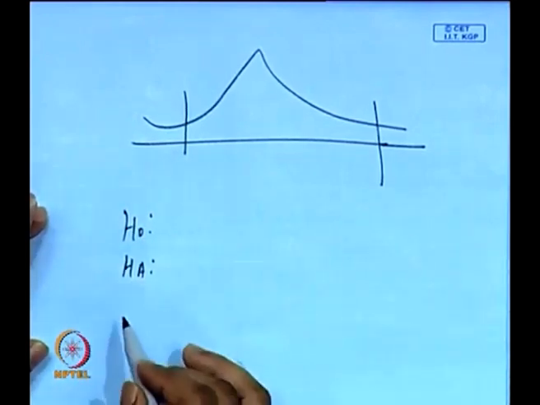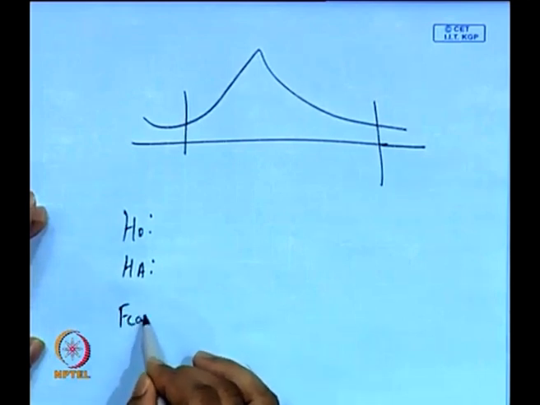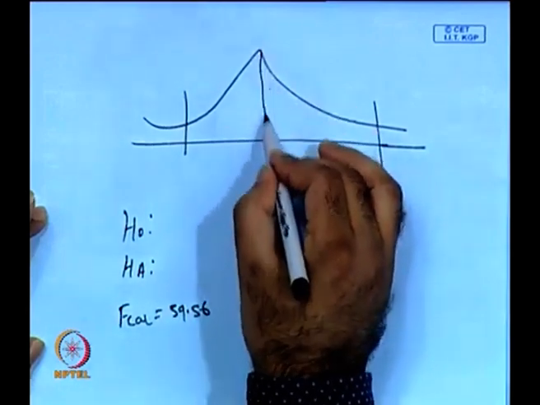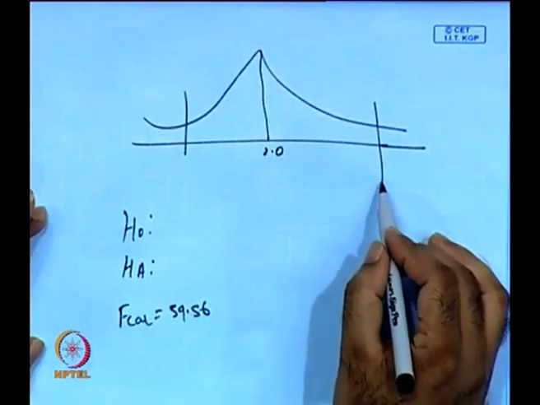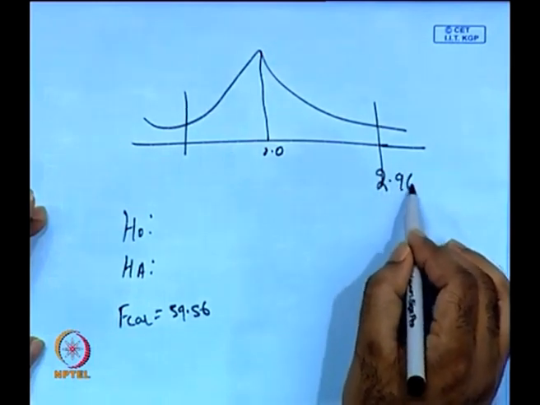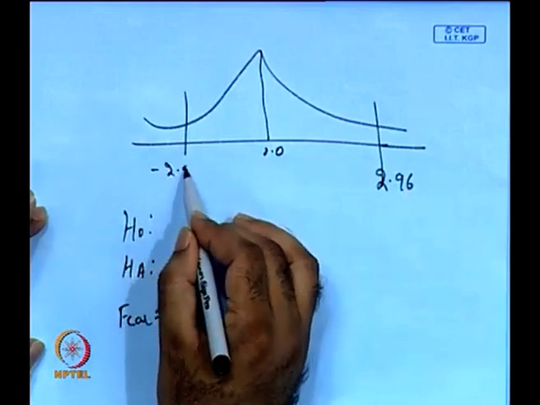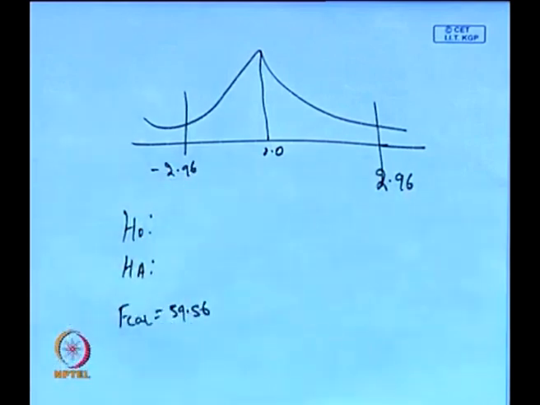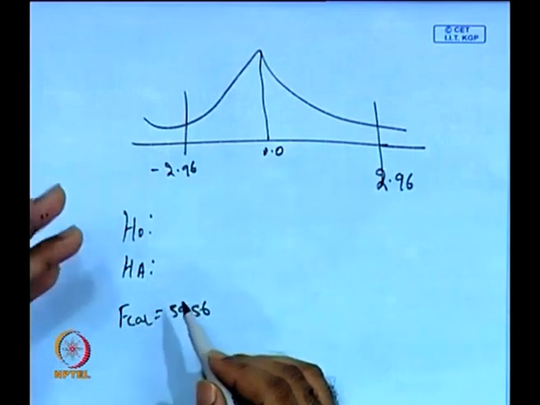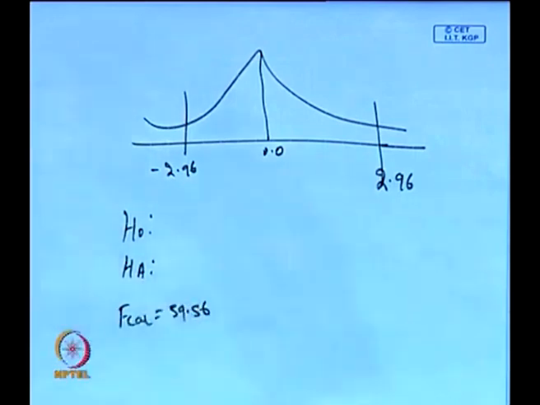Then we have the calculated statistic, that means F calculated is equal to 59.56. Let us assume the tabulated value is, say, 2.96 on this side and minus 2.96 on the other. Obviously, we have to check with respect to degrees of freedom and sample size to get the tabulated value. For the F statistic, it will obviously be coming on the right side.